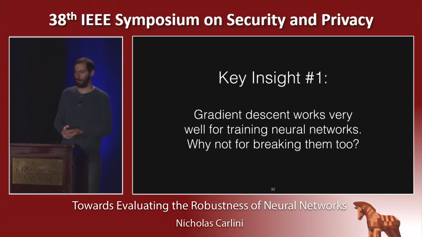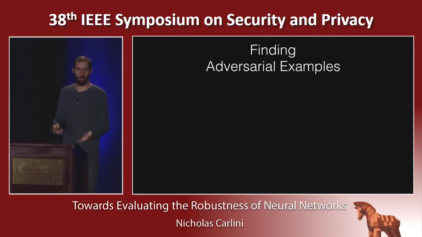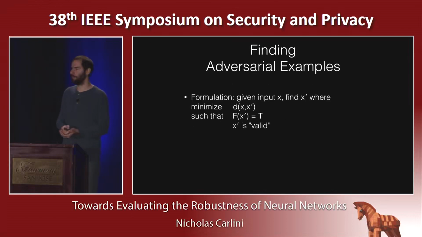The first key insight is that gradient descent, which is the process we use to train neural networks, works very well. And so can we just try and use this approach to attack them too? So we try to do this. And to do that, you're going to need some kind of function you want to minimize. And so the function I choose to minimize looks something like this. And what it's going to say is I want to minimize the distance between the valid image x and the adversarial example x prime, such that 2 things are true. The first thing that has to be true is we have to have that x prime is actually classified as the target class T that I want. Otherwise, it's not an adversarial example. And the second thing is that x prime has to be a valid image.